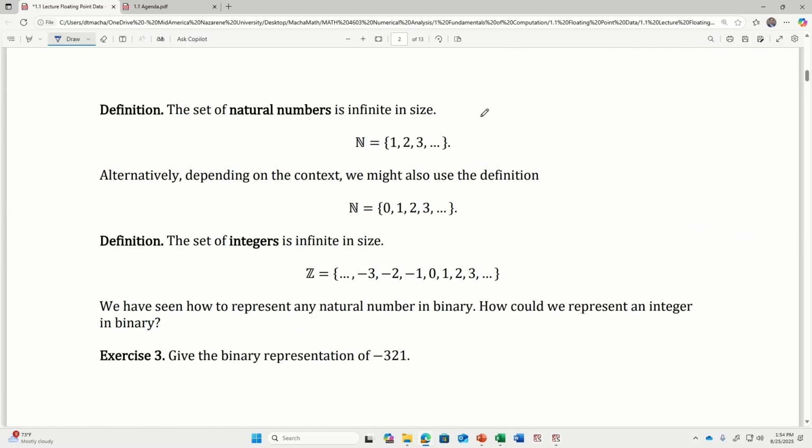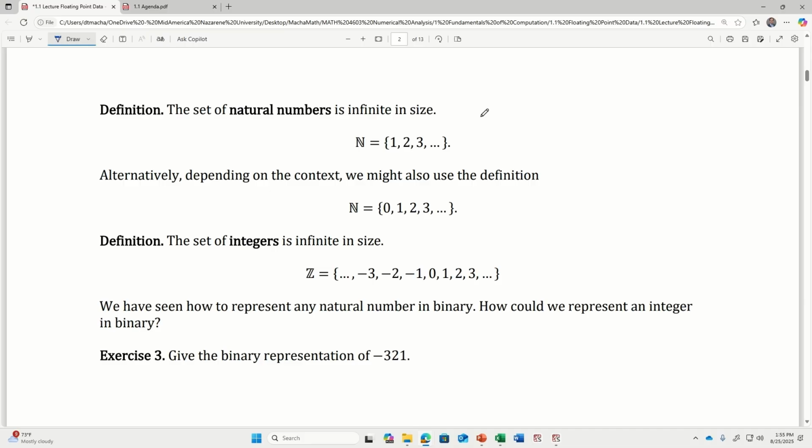If I say natural numbers, these are the counting numbers, 1, 2, 3, 4, 5, and so on. Depending on the context, sometimes people include 0 as part of the natural numbers, sometimes they don't. It just depends on what you're talking about. The set of integers includes the natural numbers, includes the negative natural numbers, and the set of integers always includes 0.